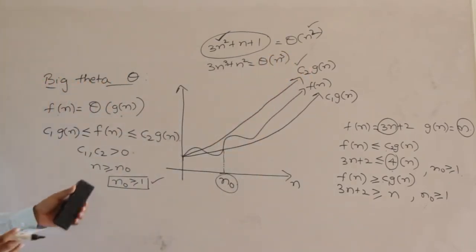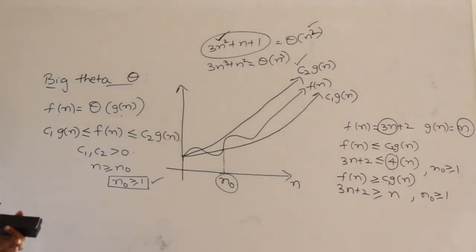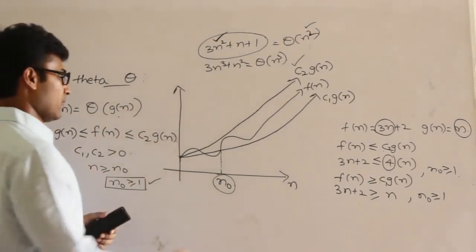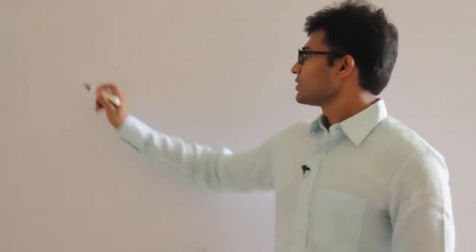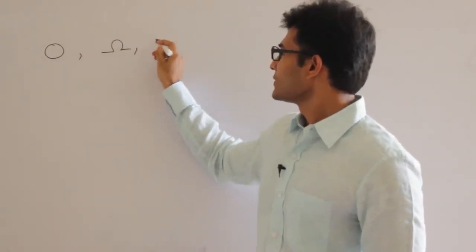So now we have seen three notations. I'll show you why these three notations are useful: big O and big omega and big theta. So we have seen what is big O and what is omega and what is theta.